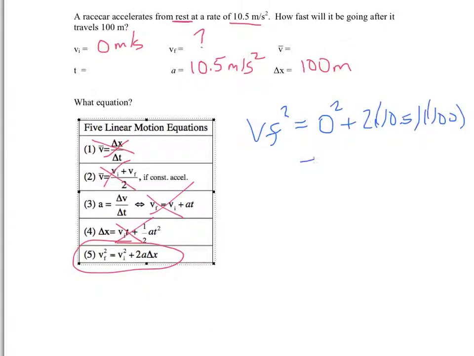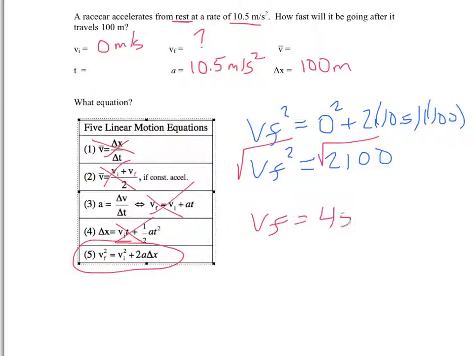Okay, so we're just going to simplify that. 0 squared is 0, we can ignore that. So 2 times 10.5 times 100 gives me 2100. Now that is VF squared, so to find VF I take the square root of both sides, and so that means VF equals the square root of 2100, which comes out to 45.8, and since this is a velocity and we didn't have to do any conversions, it'll end up being meters per second. So that is our final velocity.